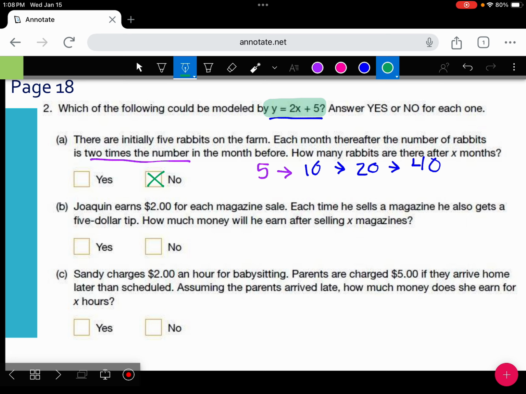If it was increasing by 2, we would be starting with our 5, and then we would add 2. So we'd have 7, and then 9, and then 11, adding 2 each time. This slope of 2 adds 2 each time. So when in doubt, look at your situation and see if it matches up.